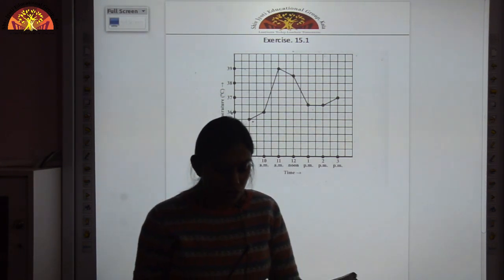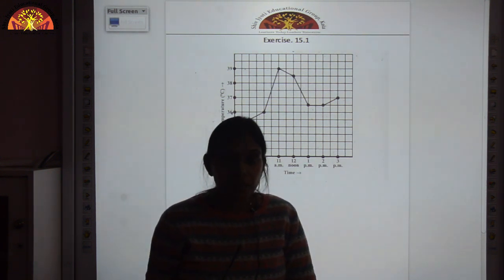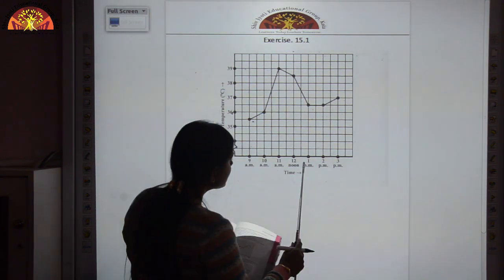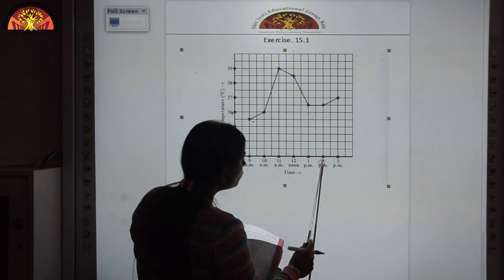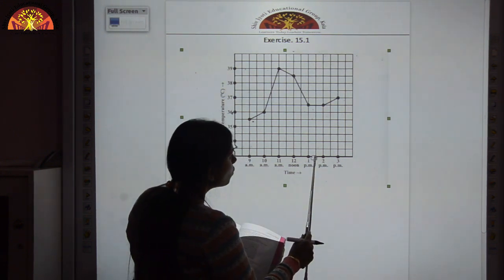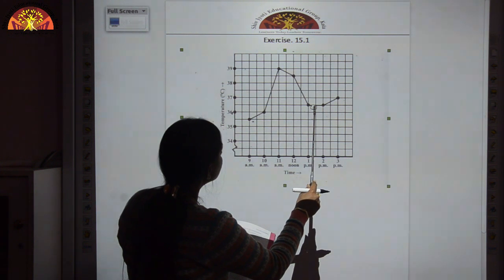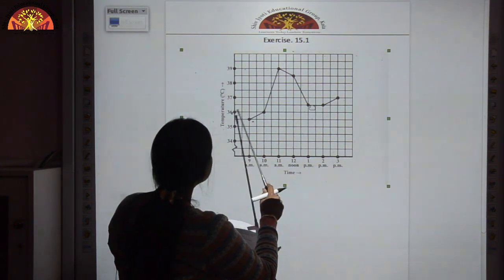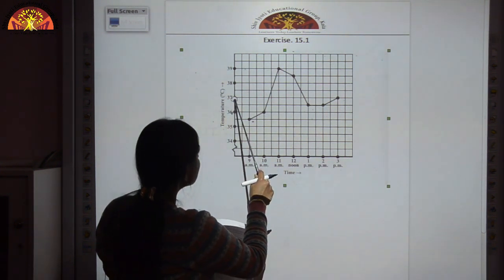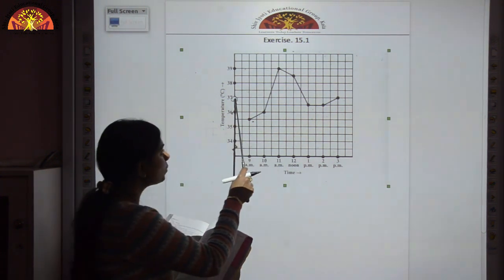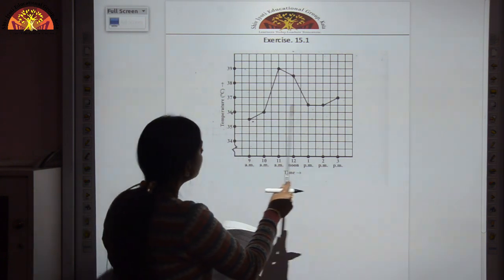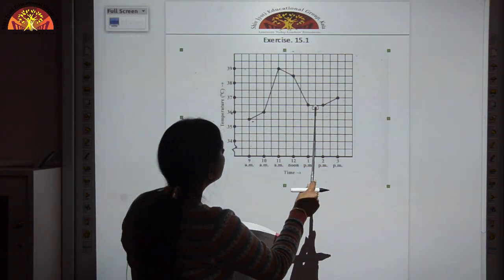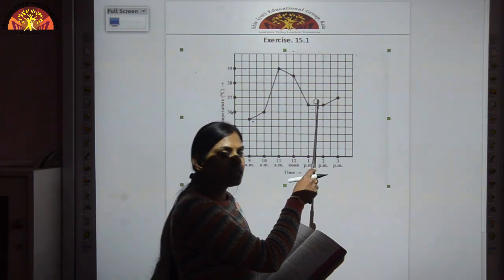What was the temperature at 1:30 p.m? Now children, you have to find the temperature at 1:30 p.m. So you can see children over here that exactly in the middle of 1 and 2 there will be 1:30 p.m. So the temperature for 1:30 p.m., you can see over here, lies exactly in between 36 and 37. That is, it is equidistant from 36 and 37. So the temperature recorded for 1:30 p.m. is 36.5 degrees Celsius.